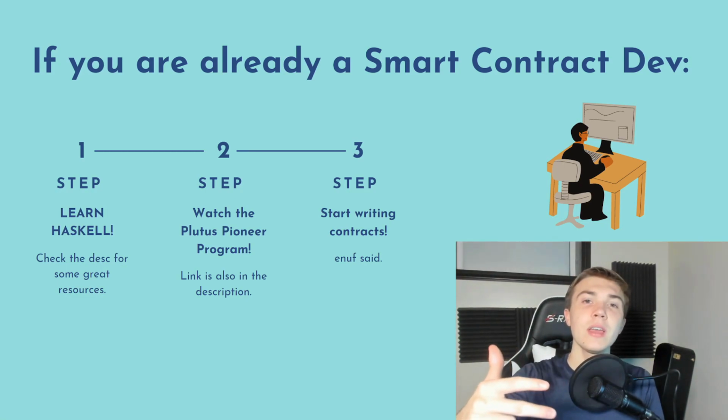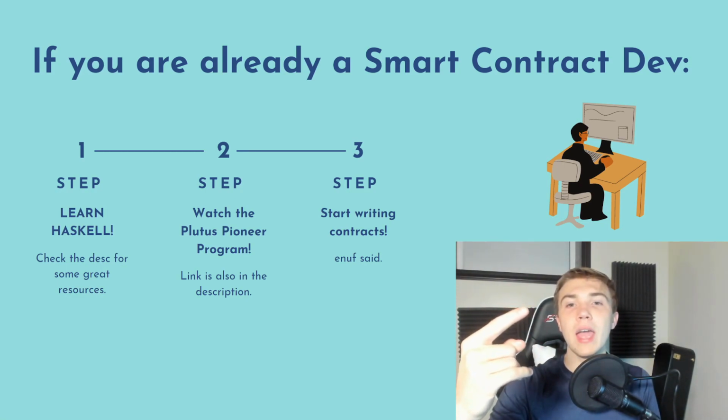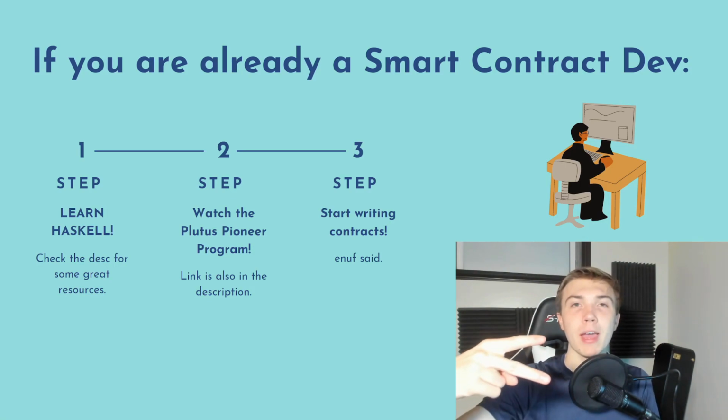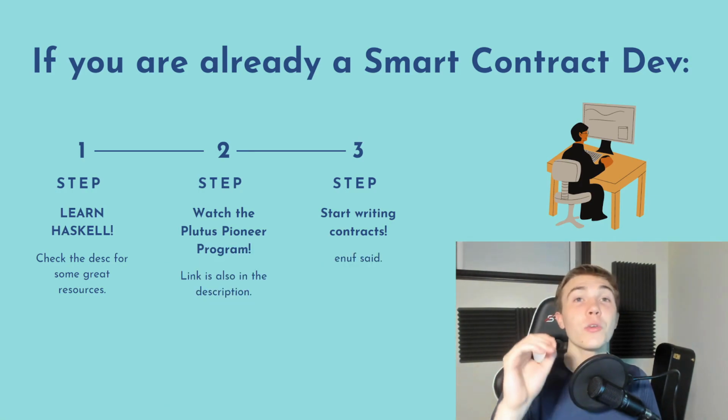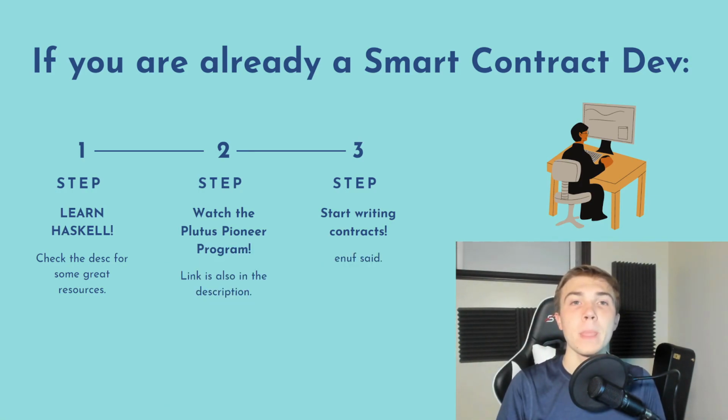Step three is after you've learned Haskell and you've watched the Plutus Pioneer program and coded along, start writing smart contracts. Just get your hands dirty. If you have an idea, develop it. There's no risk. Just do it, and you'll see a lot of growth that way. So that's the three steps, the three magic steps, if you're already a smart contract developer or just a developer of any kind.